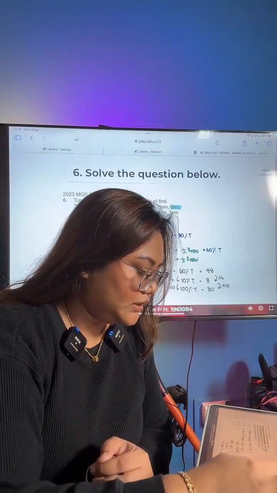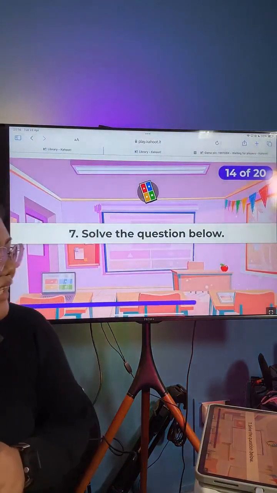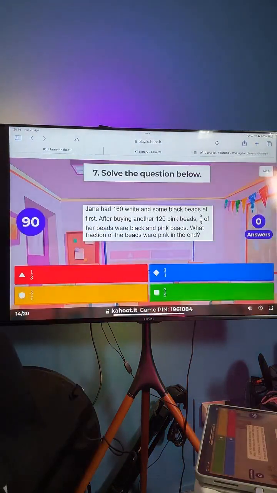Okay, next one. All right, question number 14. Not 14. Question number 7. Solve the question below. Number 7, let's go. Give you a hint: look at unchanged quantity. This is question 7 of 9. We have 9 questions.